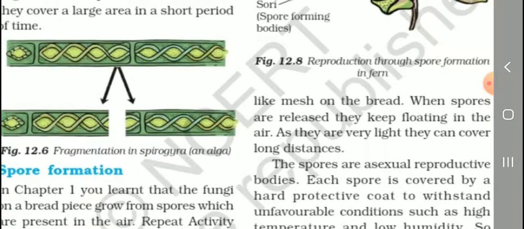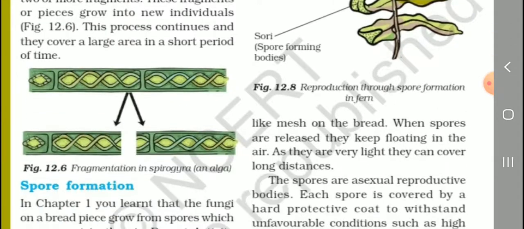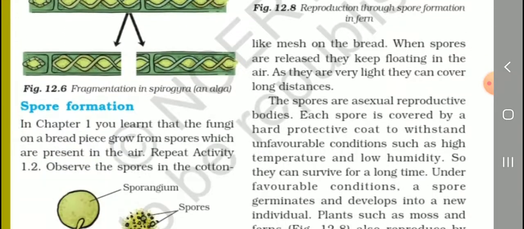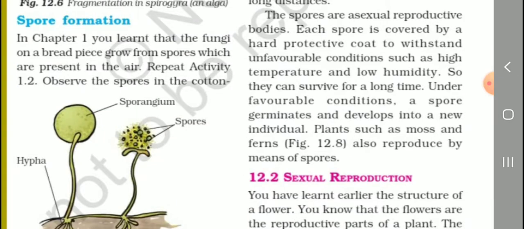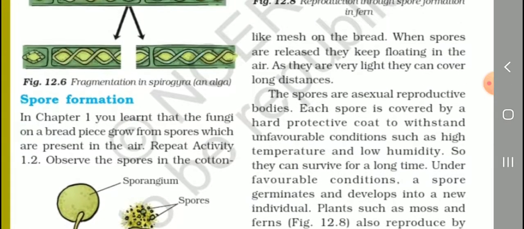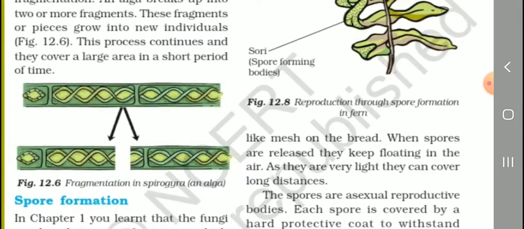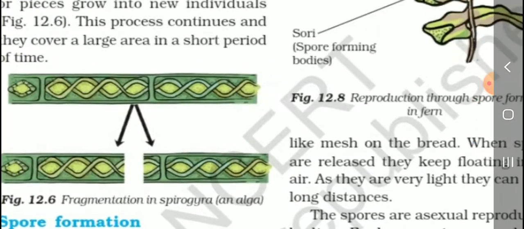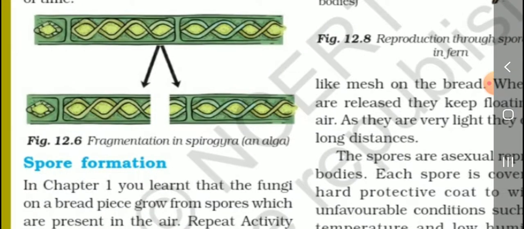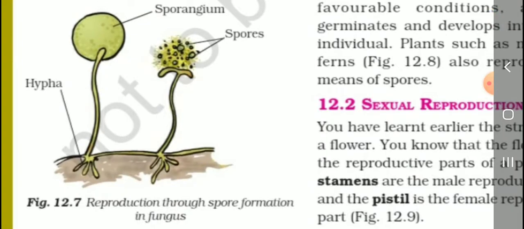There is fragmentation in Spirogyra. Fragmentation example: algae. Next, spore formation. Reproduction through spore formation in fungus. Spore formation example: fungus. Fragmentation example: algae. See the picture, students. This one is an alga. Which one is the fragmentation example? Algae. What is meant by spore formation? To produce spores.